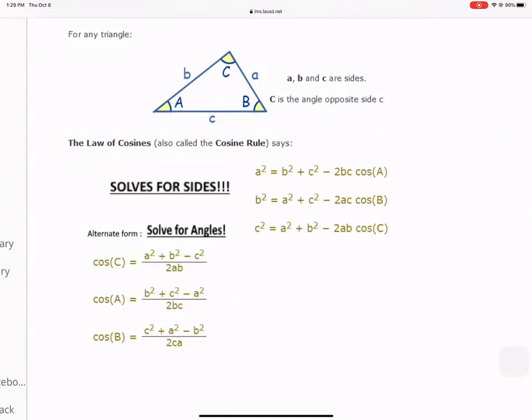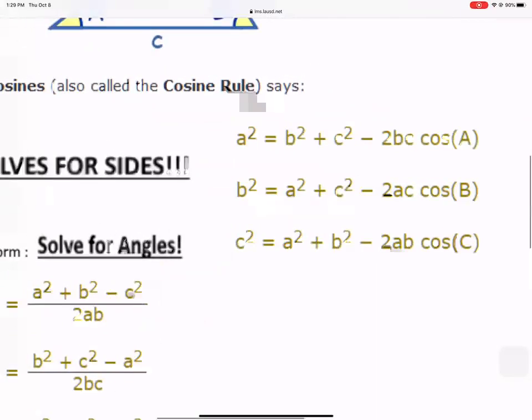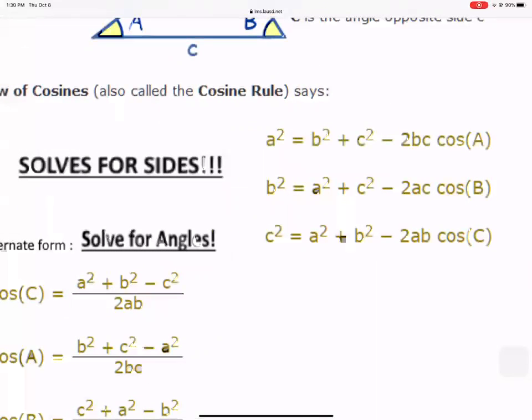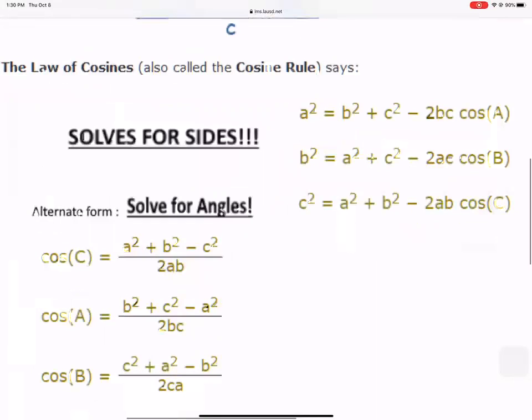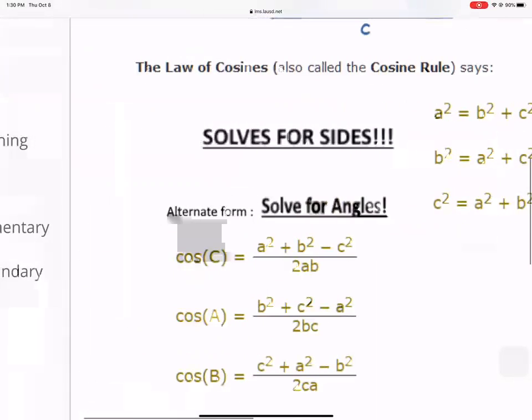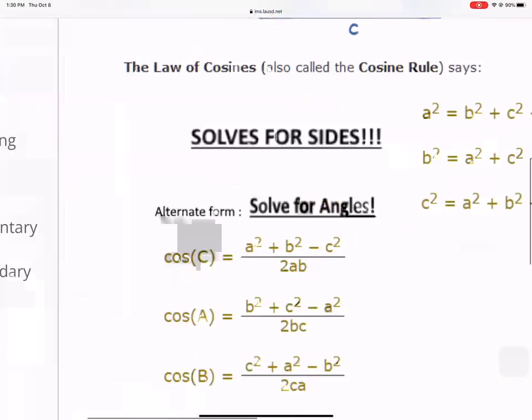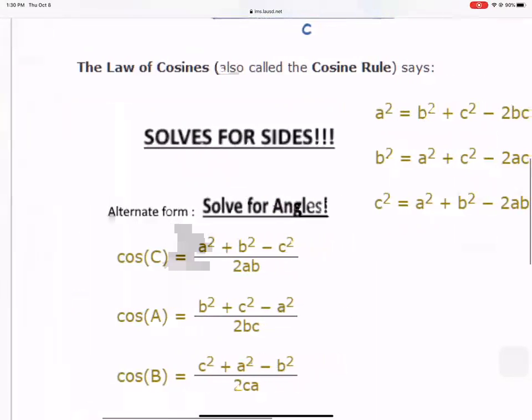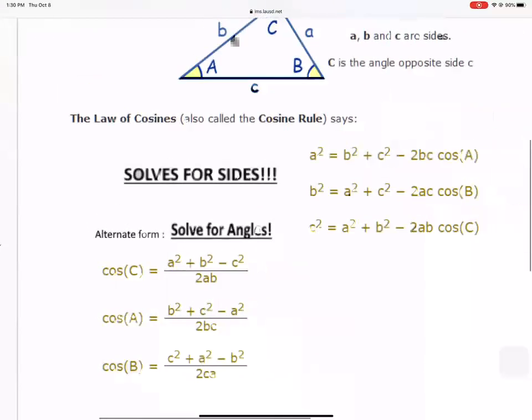If you look here, the top one says solves for sides. So if you're solving for a side, you're going to use the a squared one, because a squared is a side. The alternate form is cosine of an angle, so we're going to solve for an angle. Okay, so that's good. Let's spend the rest of our time today working on these two versions and on how to type these into our calculators. So make sure you have a calculator nearby.